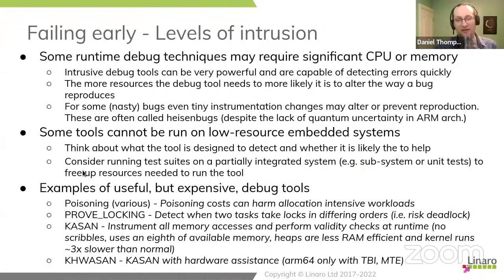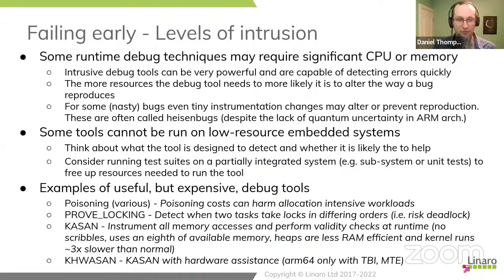One thing we can do, however, if you've got a low resource embedded system and we want to deploy a tool to check certain parts of the kernel that we're concerned about, we have done some preliminary triage. We think this is the system that's not working as it should, and we'd now like to run some automated debugging tools over it. We can work on a partly integrated system. So we could run maybe subsystem or unit tests with the other part of the system not running to free up the resources we need to make it possible to run the tool.